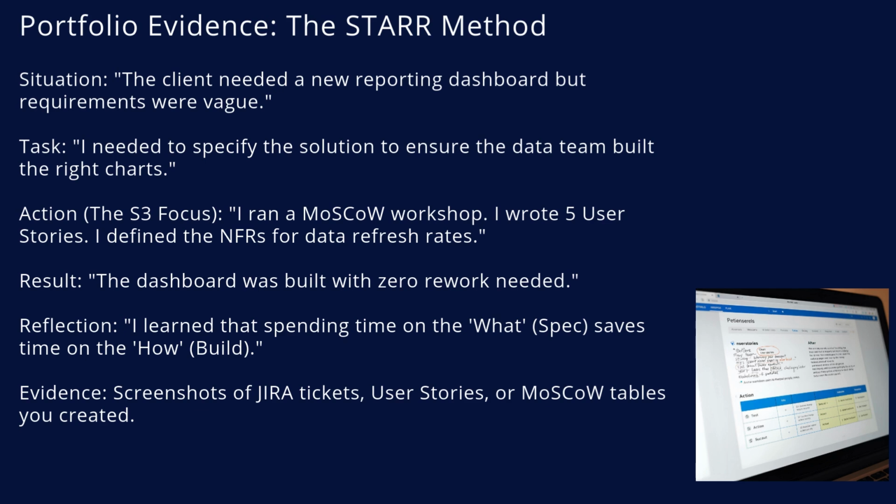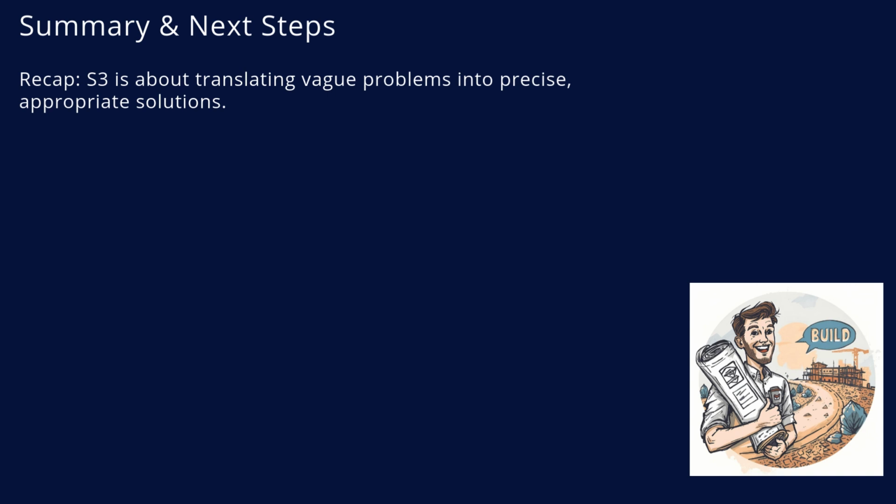For evidence, take screenshots of the user stories you wrote or the Jira tickets you updated. That is gold for your EPA. We have learned that S3 is the art of translation. We take vague problems and turn them into precise, appropriate blueprints.